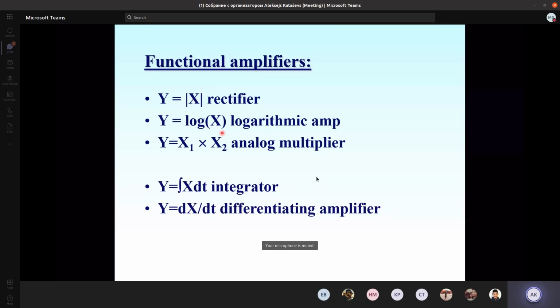We discuss the logarithmic function and the anti-logarithmic function, and several operations like multiplication, integration and differentiation. So how could we make such signal operations using analog circuitry? As to adding and subtraction, we already discussed the summing amplifier. This is actually a functional amplifier too. It provides us some mathematical operations of adding and subtracting.